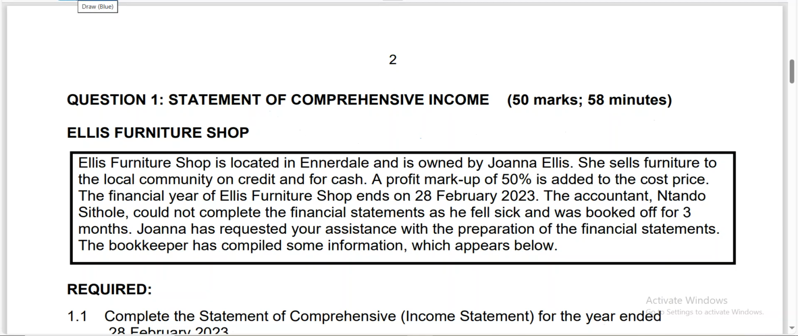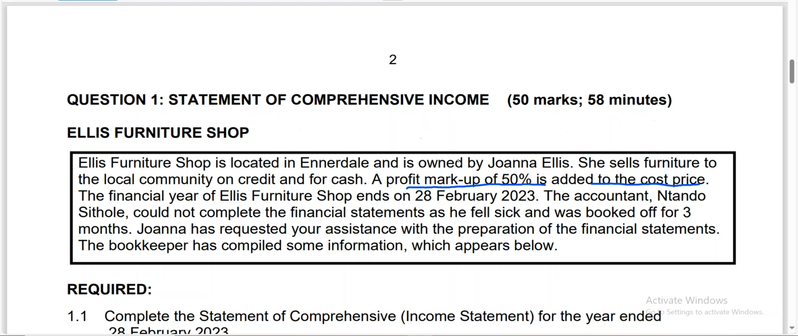In this afternoon's lesson, we're going to be looking at the income statement. This was strictly taken from the Gauteng Department of Education's SBA for grade 10 accounting, and we are only going to focus on the income statement. It's out of 50 marks and should be done in approximately 58 minutes. Here they're saying that Ellis Furniture Shop is located in Annandale and is owned by Joanna Ellis. She sells furniture to the local community on credit and for cash. A profit markup of 50% is added to the cost price.